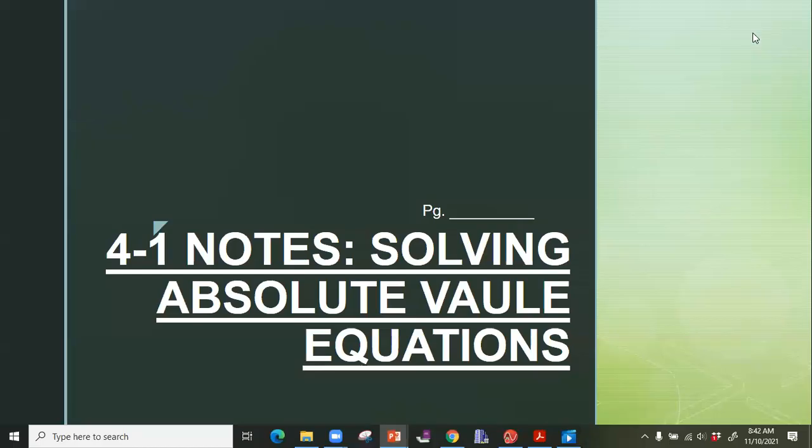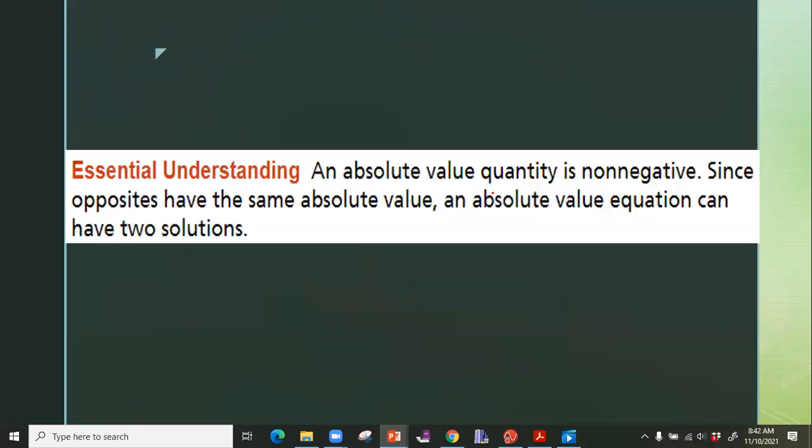So this should be page 60 of our notes. All right, so the essential question here is: an absolute value quantity is non-negative, okay? Since opposites have the same absolute value, an absolute value equation can have two solutions. That's the main thing here, is that an absolute value equation can have two possible solutions.